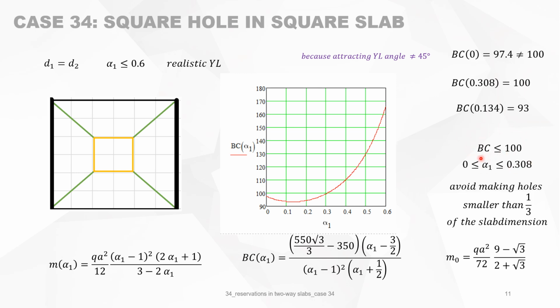So we remember that the bearing capacity is lower than 100% when alpha 1 is between 0 and 0.3. Shortly, we can say avoid making holes smaller than 1/3 of the slab dimension in square slabs.